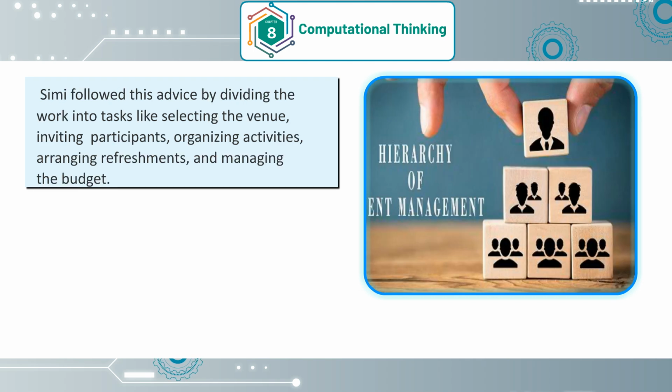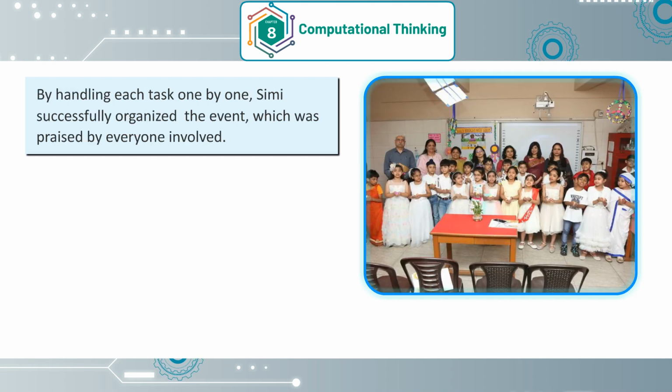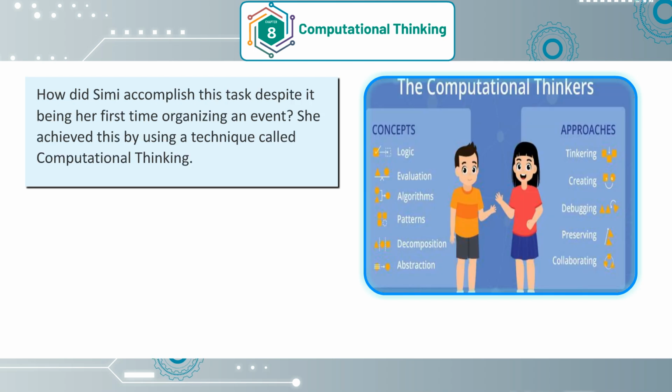Simi followed this advice by dividing the work into tasks like selecting the venue, inviting participants, organizing activities, arranging refreshments, and managing the budget. By handling each task one by one, Simi successfully organized the event, which was praised by everyone involved. How did Simi accomplish this task despite it being her first time organizing an event? She achieved this by using a technique called computational thinking.